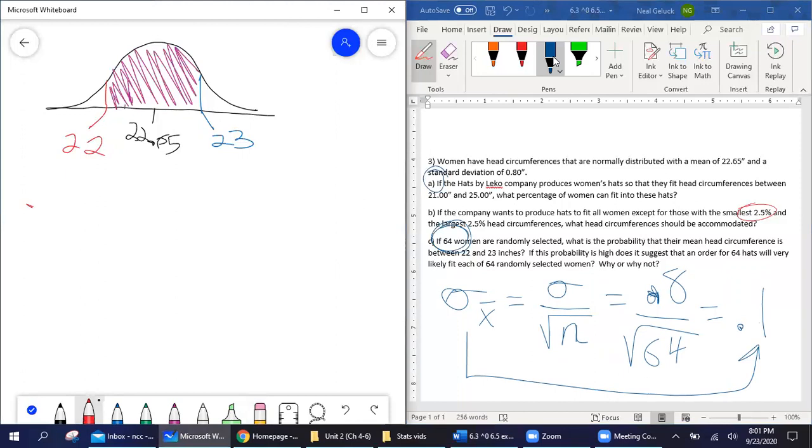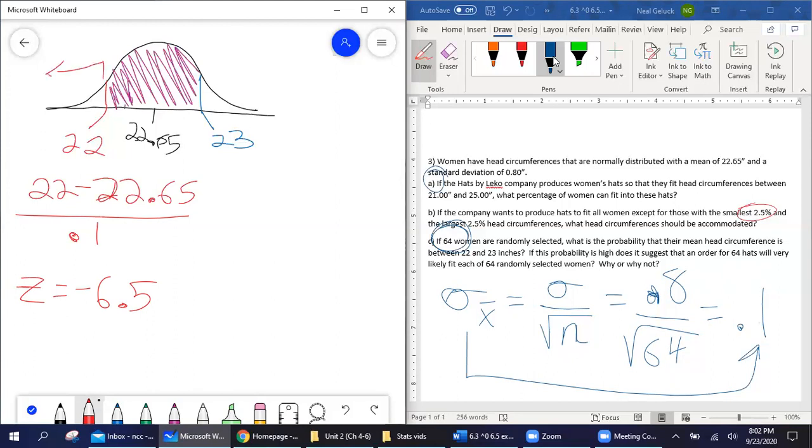So again, I'm converting my X values to Z scores. But now I'm dividing by 0.1 instead of 0.8. That gives me on the left a very small Z-score, negative 6.5. Your table tells you, I believe it's negative 3.5 and below, you're just going to say the area is 0.0001 over there.